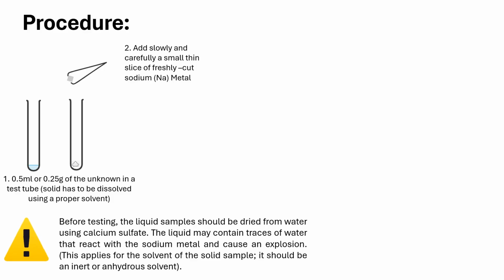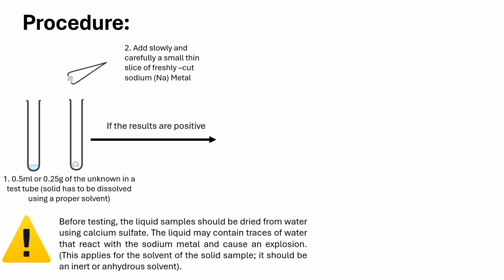But before testing, we should be careful that there isn't any trace of water either in the liquid or in the test tube itself, since any traces of water can react with the sodium metal, and this will cause an explosion. So to solve this problem, liquid samples that contain traces of water should be dried using calcium sulfate. This also applies to the solvent that we are dissolving the solid with. The solvent should be an inert or anhydrous solvent.